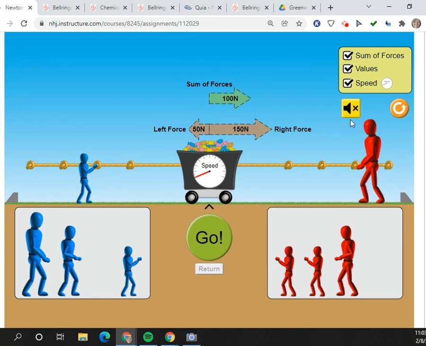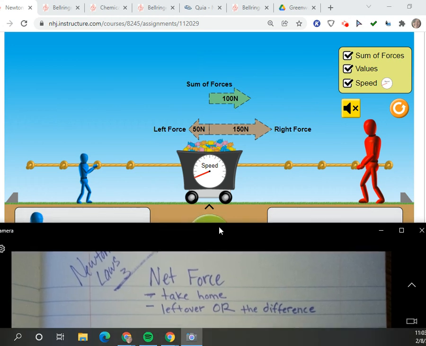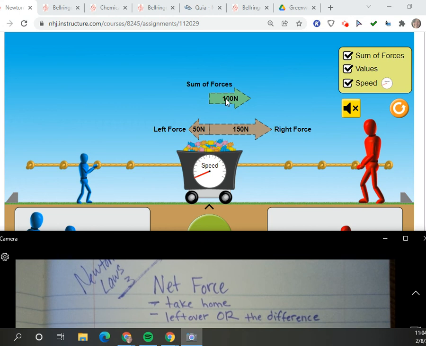The red side's going to win, and if we look at this red side, what force is the red side pulling with? Yeah, that's what I'm circling. So the 150 newtons, it's a much larger force to the right than the 50 newtons to the left. Notice this idea of sum of forces. Earlier in our notes, we said that net force was the difference. But in this scenario, it's calling it the sum of the forces. Why is that true?